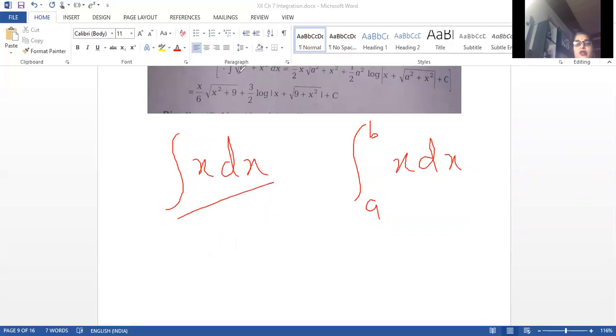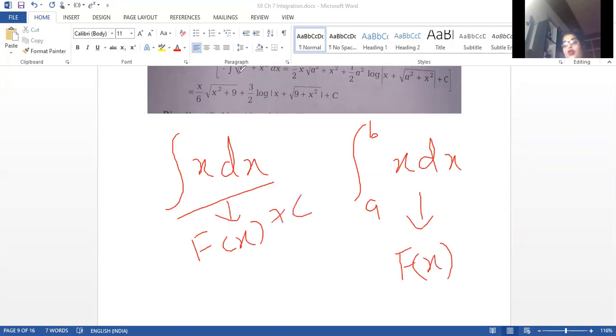Suppose when we integrate this function, we get f(x). Clear? Integrating this function, we are getting the same thing, f(x), because the function is the same. Now here we will leave this plus c, but here we will get a definite value. We will never write plus c, the constant, because it will have one answer only.